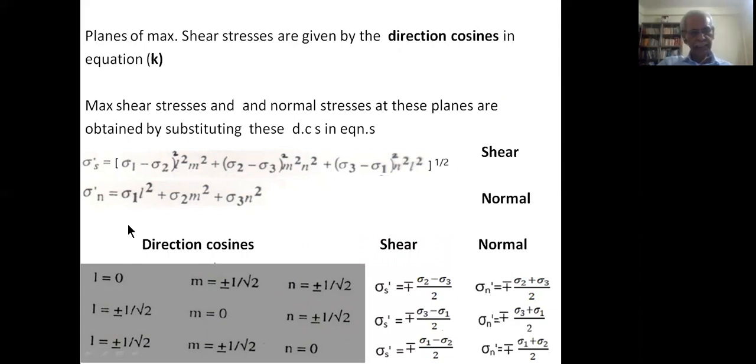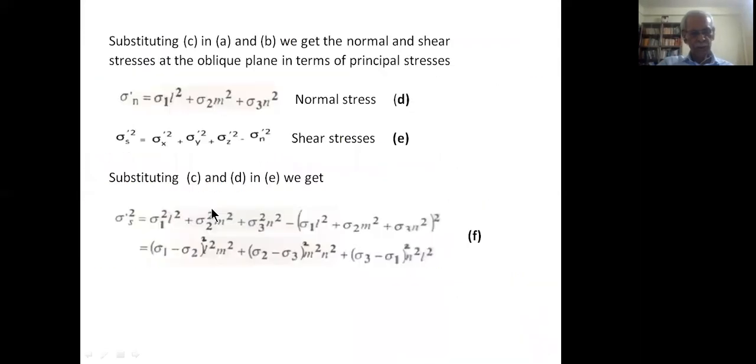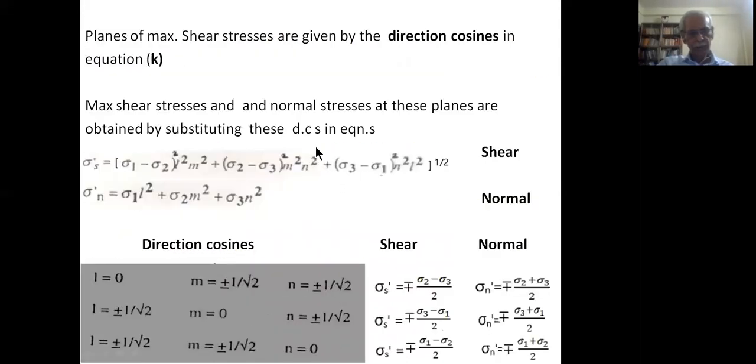And sigma N dash is again sigma 1 L squared, sigma 2 M squared, sigma 3 N squared. I'll flash back and show you. This is what we got in equation D. So if you take equations D and F, we get this. The first equation is for shear, and the second equation is for normal stress.